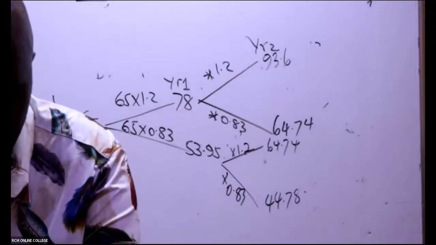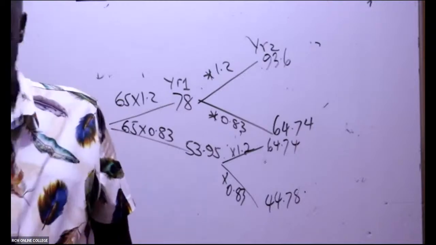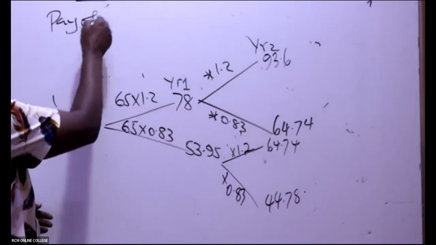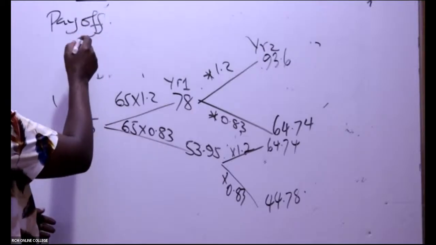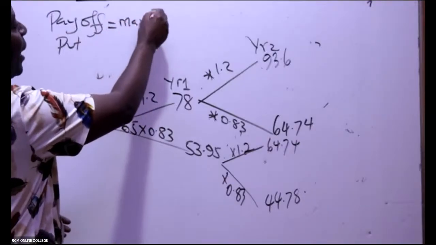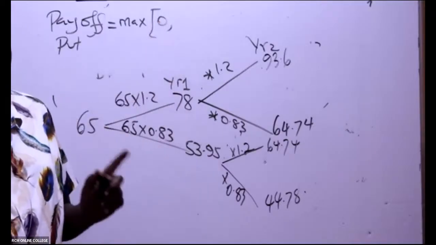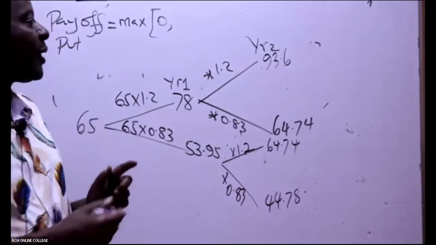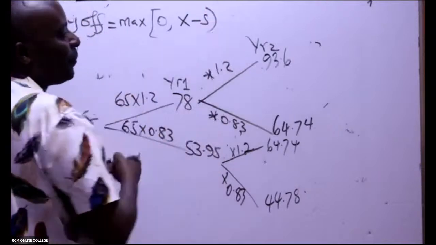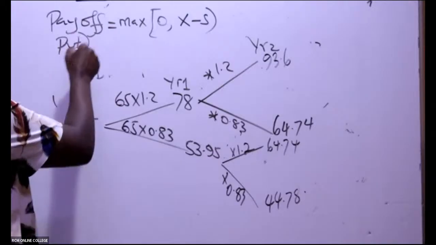So then, ladies and gentlemen, after you have been able to do that very well, please look at your question. The next thing will be for us to get what we call payoffs. How do we get these payoffs here for a put? Remember, this is a put. So for a put, you will take the maximum of 0, comma, K or X minus S. So for each node, you are going to give us our payoffs for our put option.